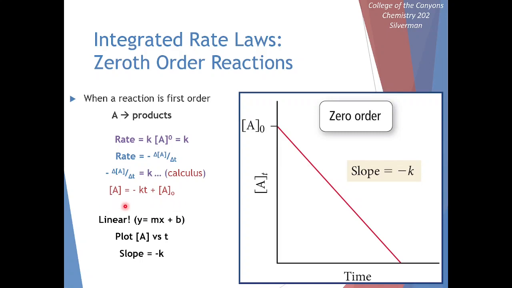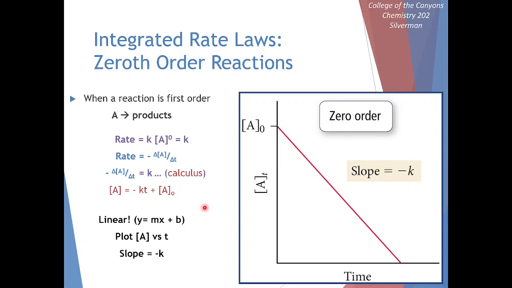This expression looks like the equation for a straight line with a negative slope of k. Let's look at this graph, right? If we plot the concentration versus time, we can see for zeroth order reactions, the concentration will decrease linearly based exactly on our rate constant k. The slope of this line is exactly negative k.